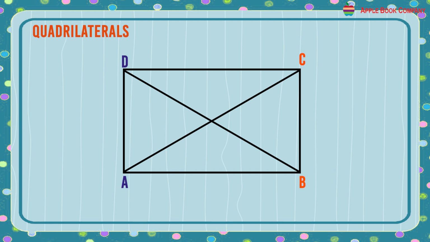AB and BC, BC and CD, CD and DA, DA and AB are pairs of adjacent sides. AB and CD, BC and DA are pairs of opposite sides. AC and BD are diagonals.